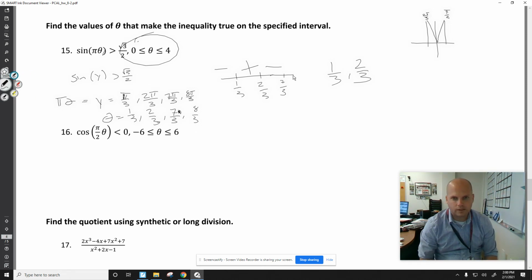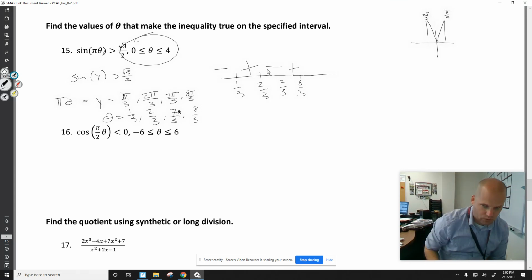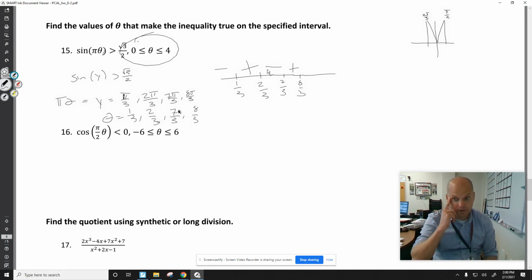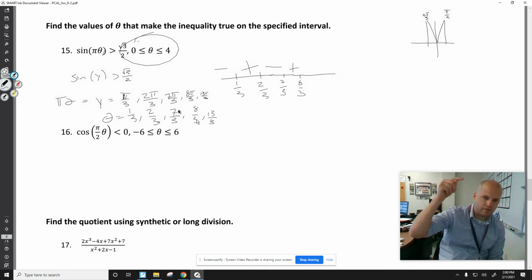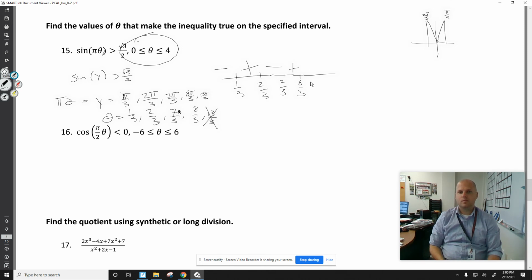8/3 is a little less than 3. So we got positive there. Let's keep going around and make sure 7 pi over 3 plus 6 more pi's over 3 is 13 pi over 3. 13 pi over 3 divided by pi turns into 13/3. This is bigger than 4. This is out. We would stop here at 4.